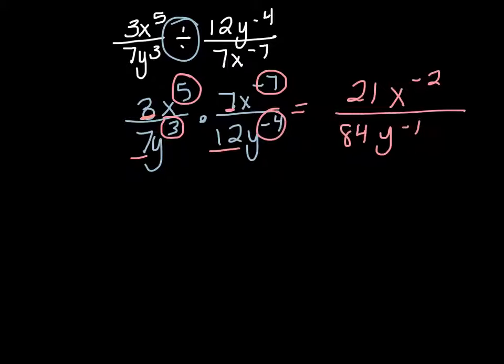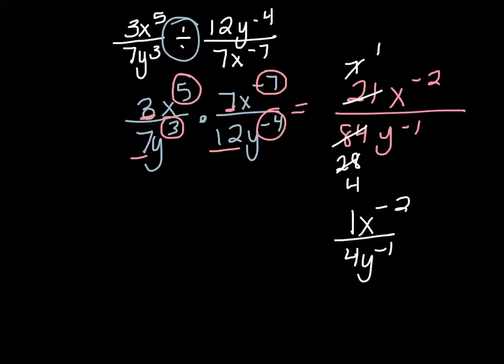So now we just have some simplifying that we need to do. What I would do is, if you have a graphing calculator, put 21 divided by 84, turn it into a fraction. If not, I just have to kind of start breaking it down. 3 goes into 21 7 times, 3 goes into 84, 28 times, 7 goes into 7 once. 28 divided by 7 is 4. So what I have right now is 1x to the negative 2 over 4y to the negative 1.